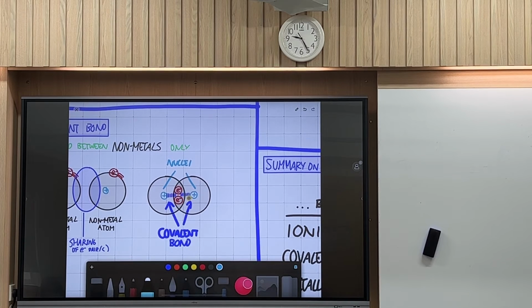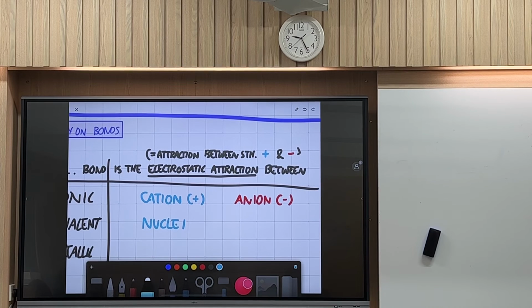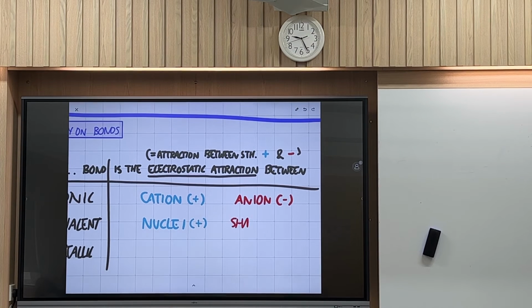You cannot form a covalent bond when you have just a single atom. A bond has to be formed by two parties. Just like marriage, you cannot marry yourself, you have to marry somebody else. So this is a pair of nuclei, plural. So they are positive. Make sense, right? And then you have shared electron pair(s).